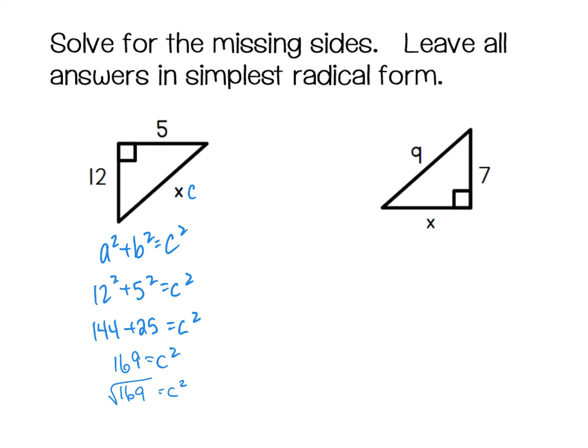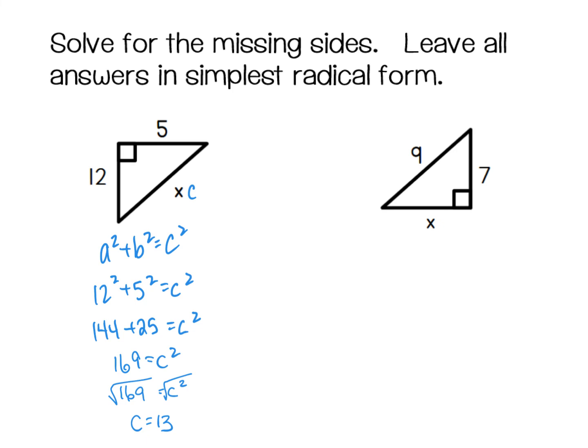Now this one's nice because it's a perfect square. So the square root of 169 is 13, so I can just write my answer is 13. That is a simplified square root. If it's a perfect square, then you just write what your answer is and you don't have a radical left.